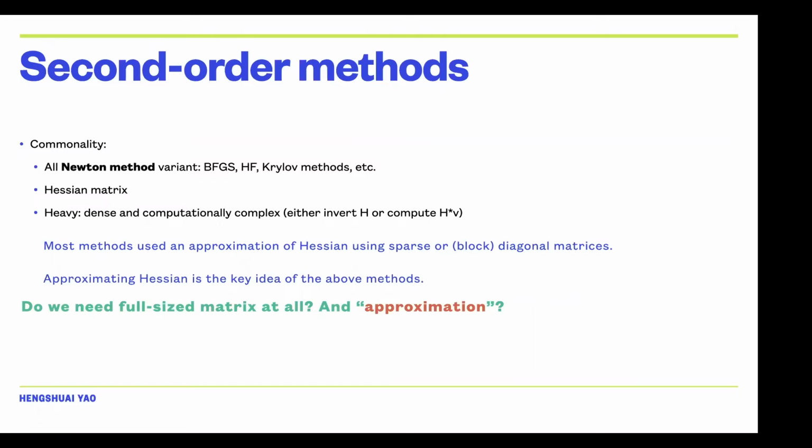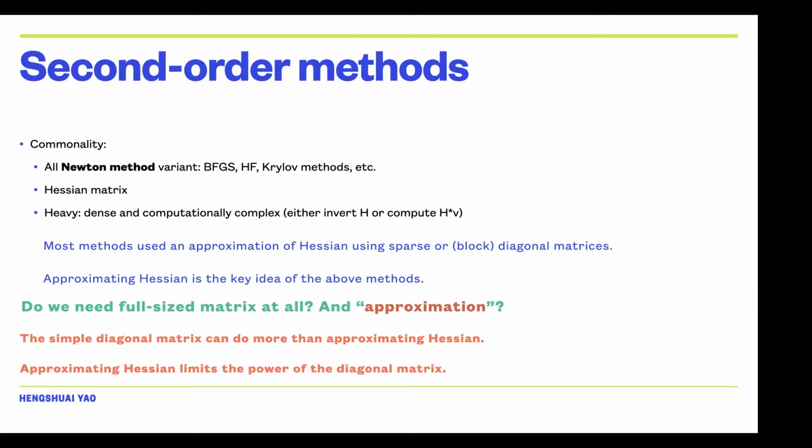A diagonal matrix is widely used in coming up with an approximation of the Hessian, but the simple diagonal matrix can do more than approximating the Hessian. So this is a key idea that we're going to explain. Approximating the Hessian limits the power of the diagonal matrix. It can do more beyond approximating the Hessian.